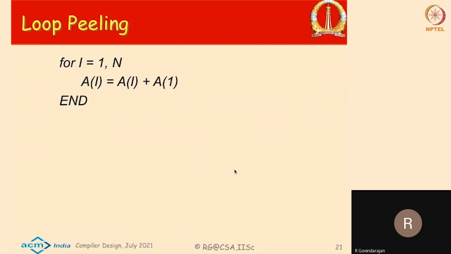Let's look at this loop, and we also looked at vectorization or parallelization of this loop. The question is, can this loop be parallelized? Are there any dependencies that prevent this loop from being parallelized? First of all, is there any dependence that we talk about?